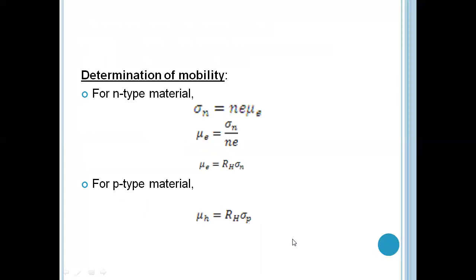Next, the third application of the Hall effect is determination of mobility. To determine the mobility, let us consider the conductivity of the material. Sigma is equal to n e mu, where mu is called mobility. Now rearranging the terms will give you mu is equal to sigma by n e. 1 by n e is nothing but R_H, so mu_n is equal to R_H sigma_n, the mobility of electrons. Similarly, the mobility of holes can be given as R_H into sigma_p.